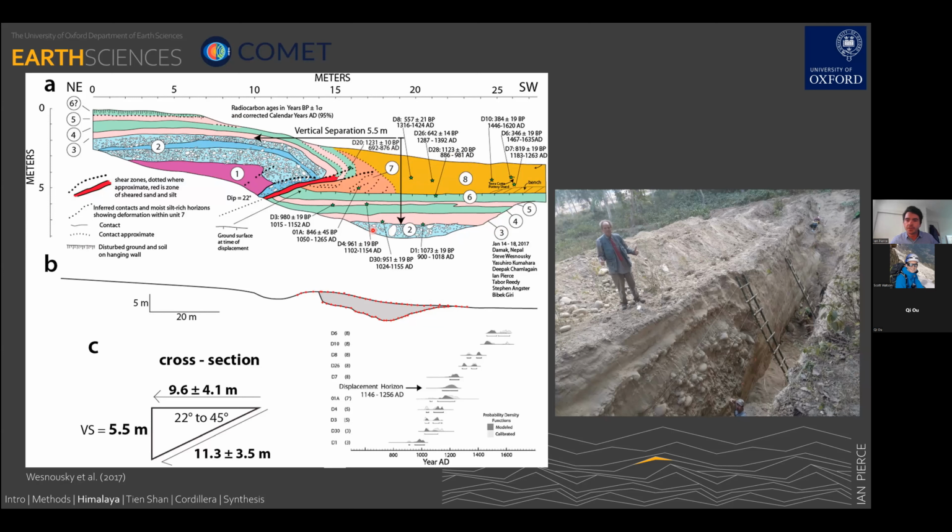Radiocarbon dates from the faulted and post-earthquake sediments show that this earthquake happened, in this case, between 1146 and 1256 AD. The vertical separation of these river deposits is about 5.5 meters. That corresponds to about 11 meters of slip on the dipping fault plane. That's a completely massive earthquake that would produce that much displacement.